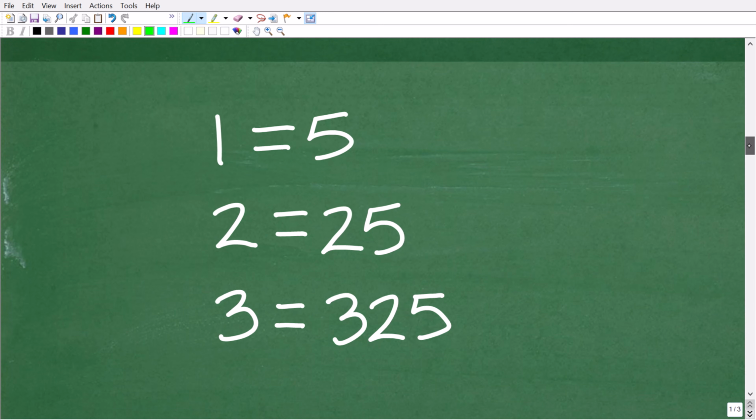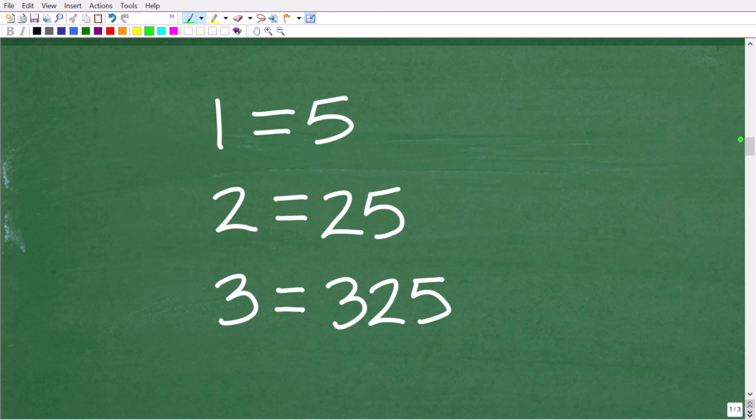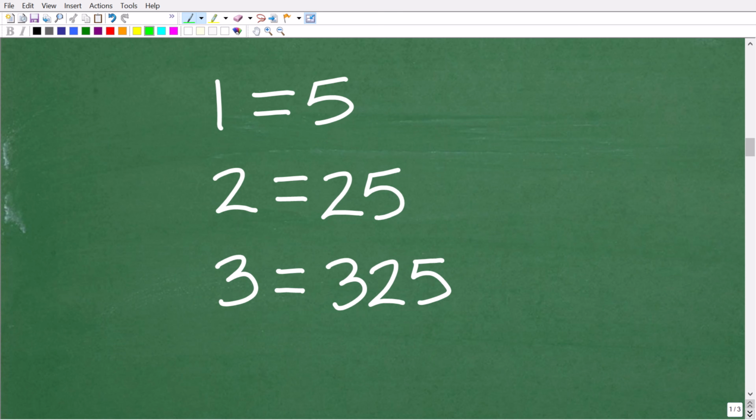All right, so here are our numbers. 1 is equal to 5, 2 is equal to 25, 3 is equal to 325. If I asked you, given this pattern, what do you think 4 is going to be equal to? If you think you know the answer to that question, go ahead and put that into the comment section. But let's go ahead and finish up this problem.